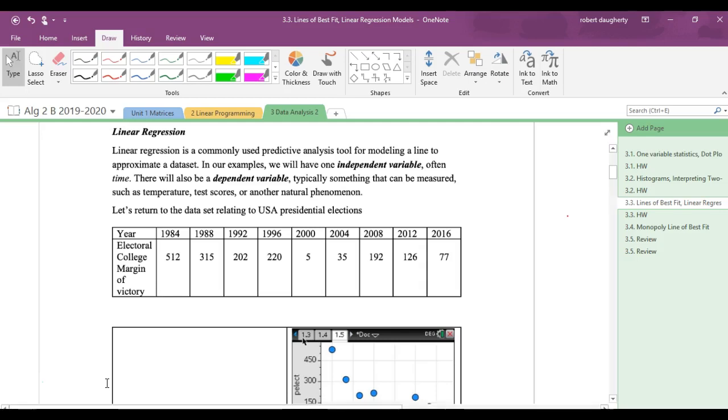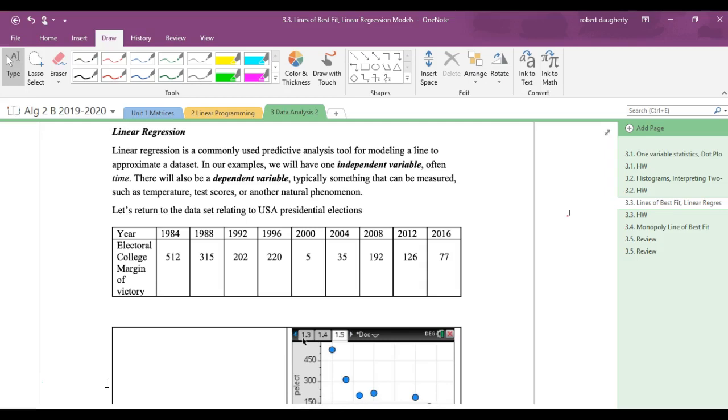So in 3.3, we need to start out and we're going to take a look at data that comes from a data set that has two variables, okay? So let's look at the example we have here below. This was where we ended up last time, but we didn't quite plot this data.